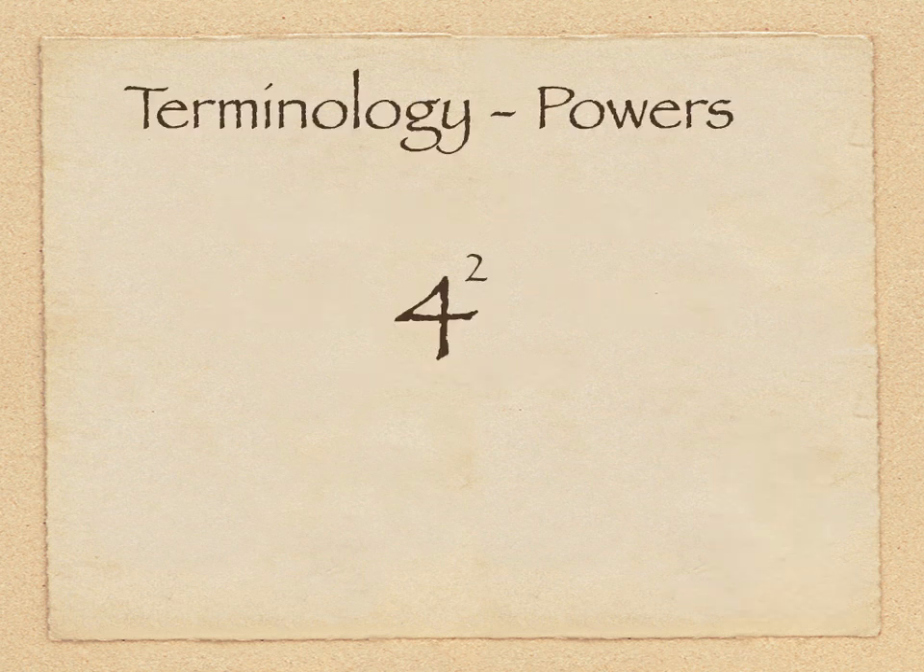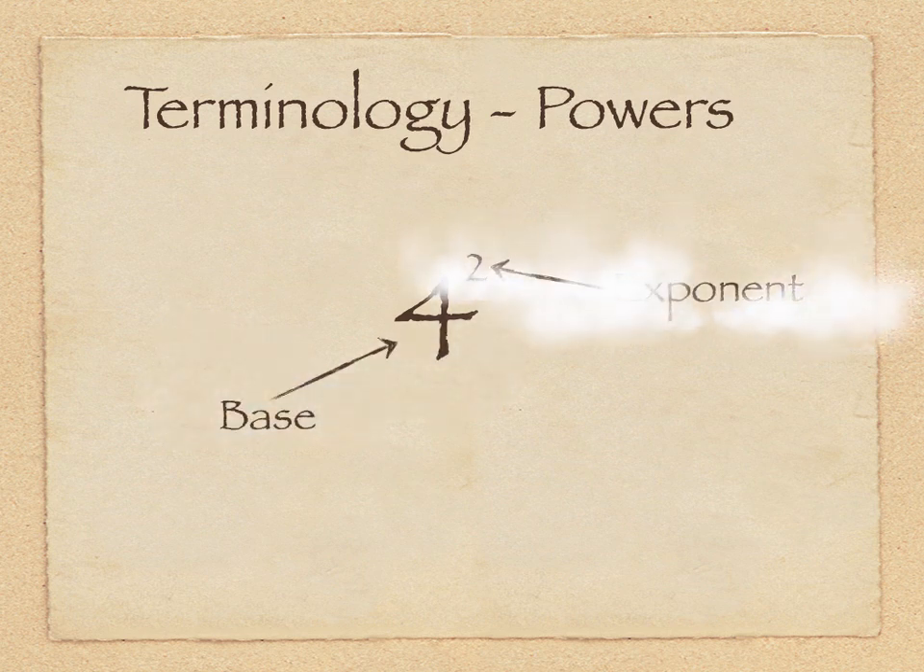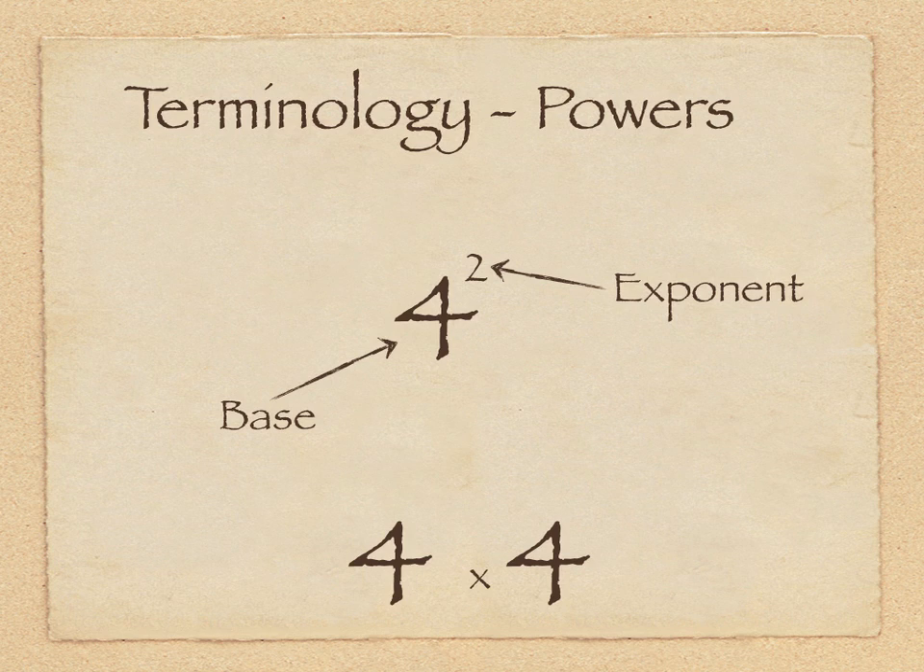First, some terminology with powers. Every power has a base and it has an exponent. And what we do with powers is we multiply the base times itself the number of times it tells us in the exponent. So it's not 4 times 2 when we see 4 to the second power. It means 4 times 4.